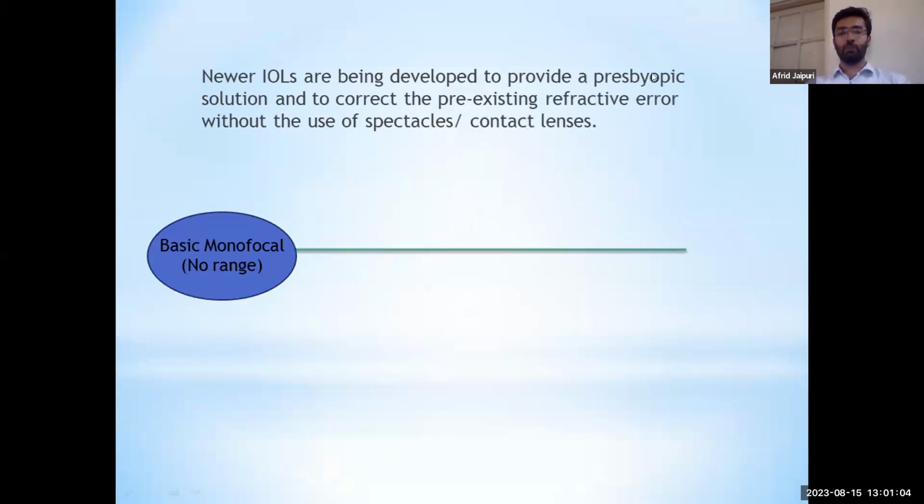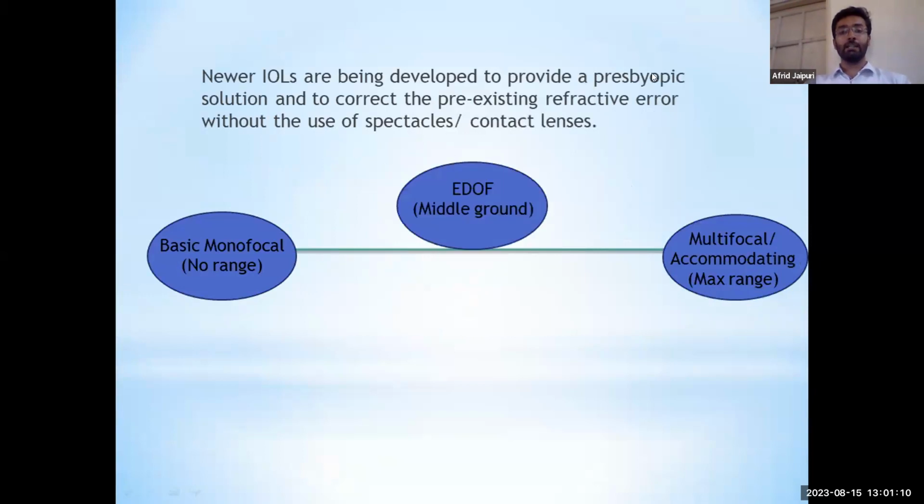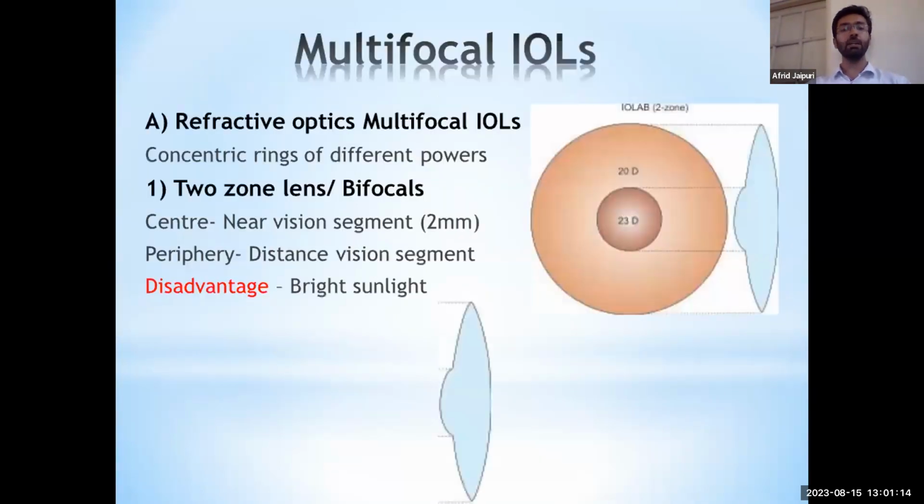The basic monofocal IOLs have no range of vision, whereas the newer multifocal and accommodative IOLs have the maximum range of vision. The EDOF IOLs are a middle ground between these two. Multifocal IOLs can be refractive optics or diffractive optics. The refractive optics multifocal IOLs have concentric rings of different powers.